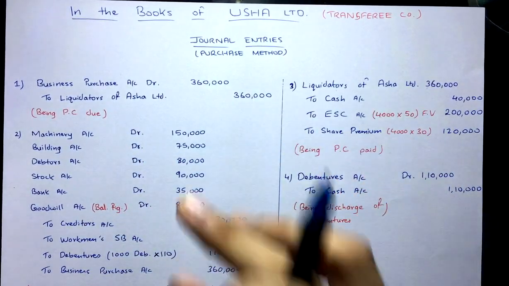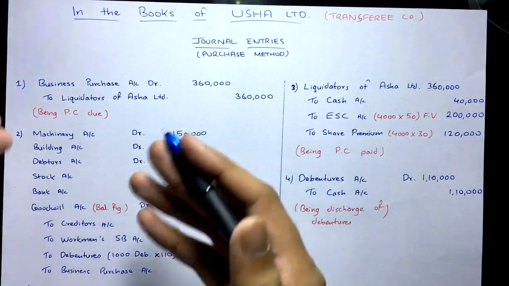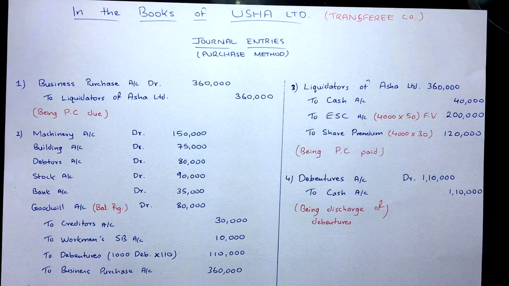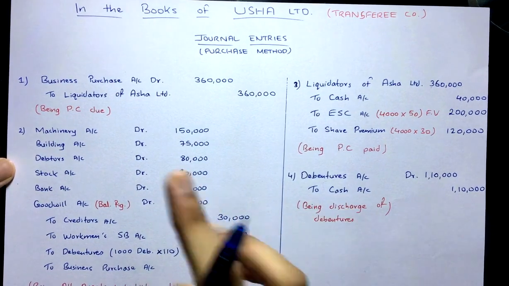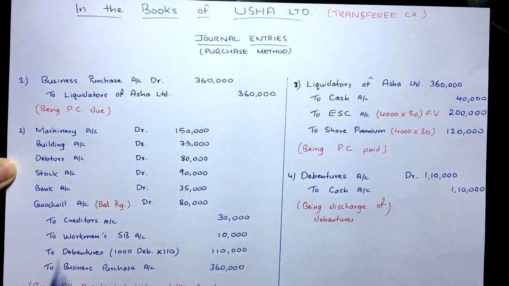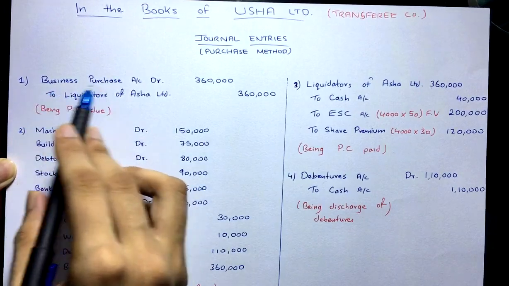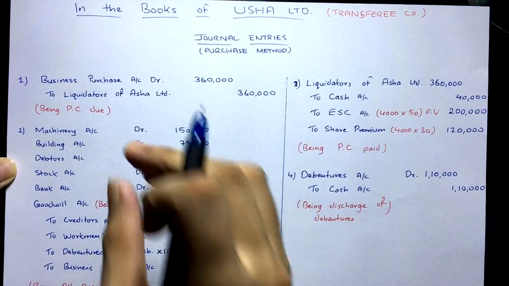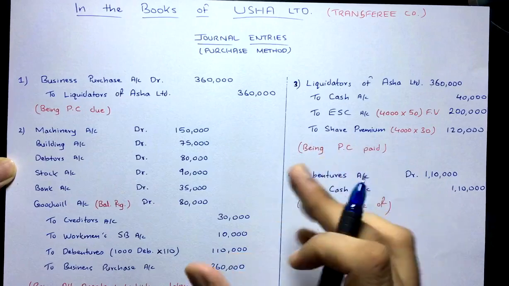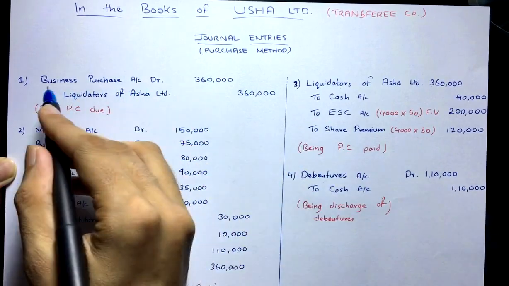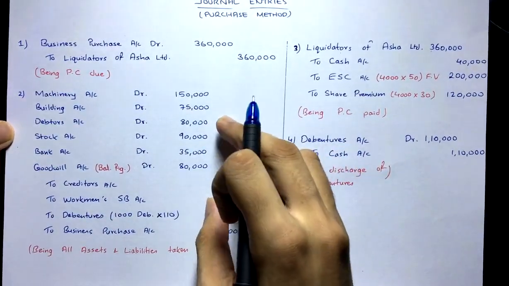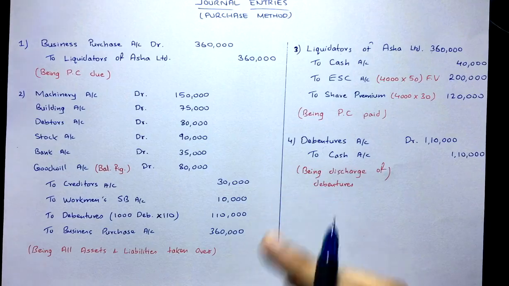Simple. You have purchased the business. You have passed the entry that you have to pay some money to the liquidator of the transferor company. Fine. We understood the first entry. The second entry is very simple. In the second entry, the motive is to close the business purchase account. Listen to me properly. To close the business purchase account and show what you have purchased. You have to show what you have purchased. Yes, we know you have purchased the business, but what all assets and liabilities are there in that business you have to show in this entry.